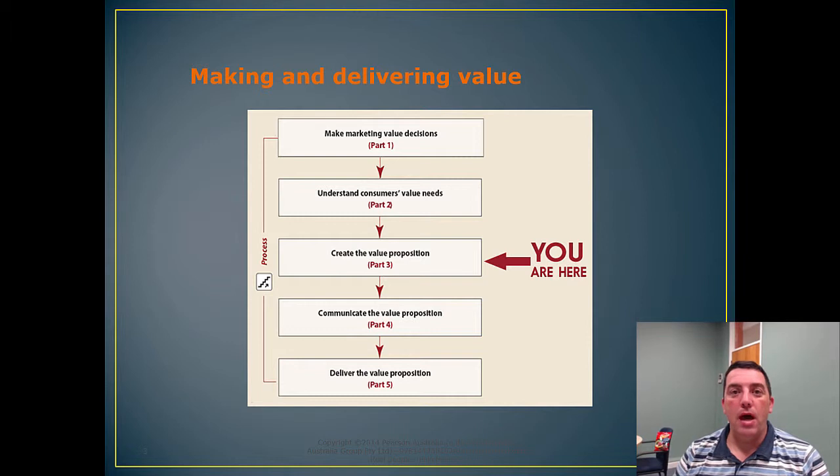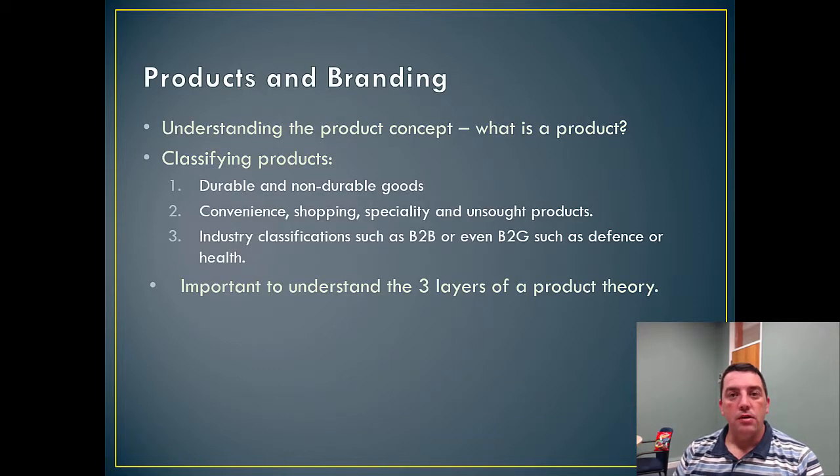Okay, so let's see where we are now in the course. Looking here, we've moved down on the arrow to creating the value proposition. So we're getting to understand now how the value proposition is created. This week we're looking at products and branding. So number one thing we have to do is understand the product concept. What exactly is a product?